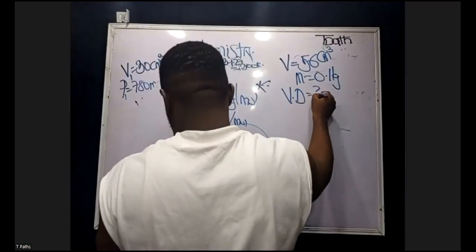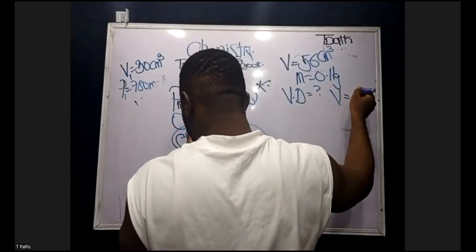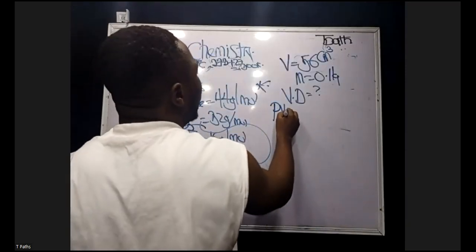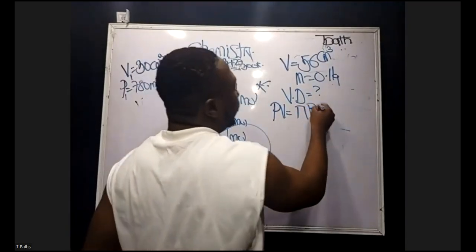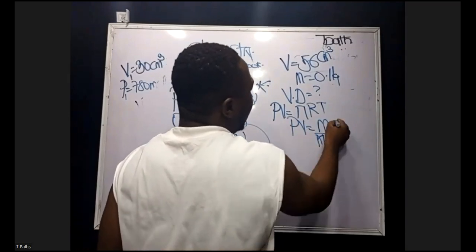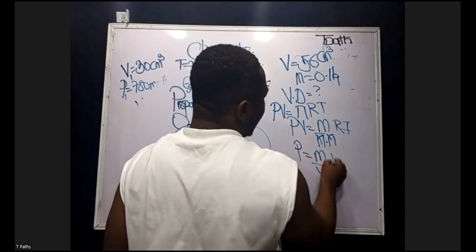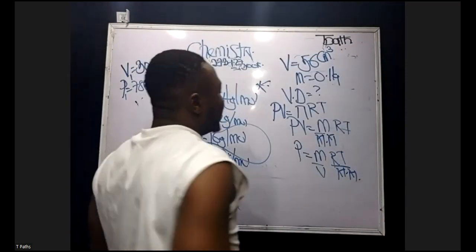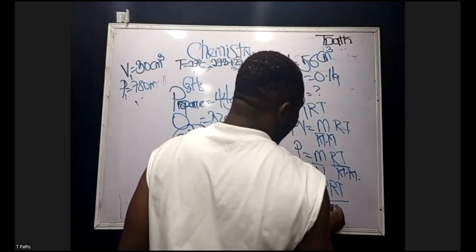You don't know it? The molar volume of the gas is 22.4. We recall that PV is equal to nRT. Please follow me. So PV is equal to mass over molar mass times RT. So P is equal to M over V times RT over molar mass. And what is M over V? M over V is called density. So P is equal to density times RT over molecular mass.